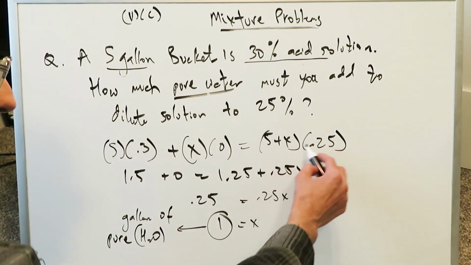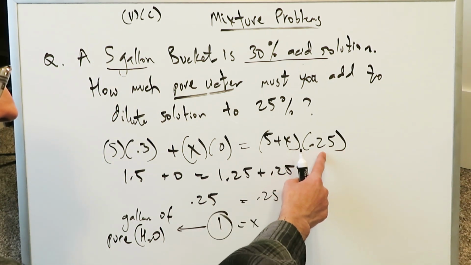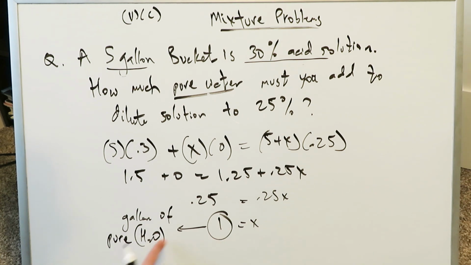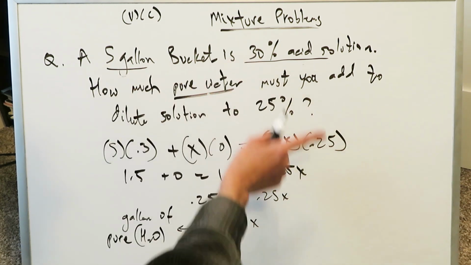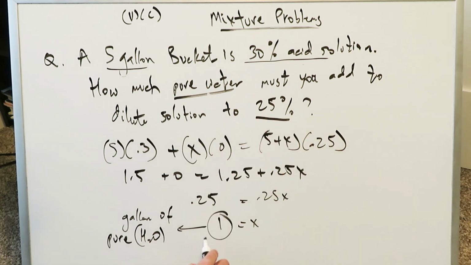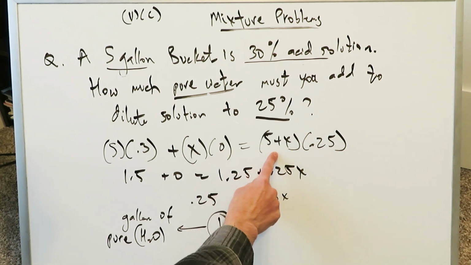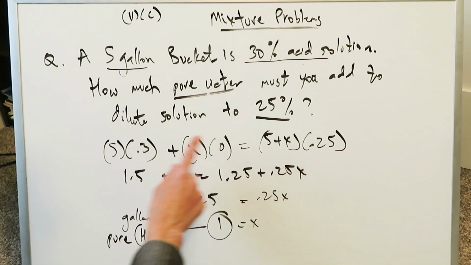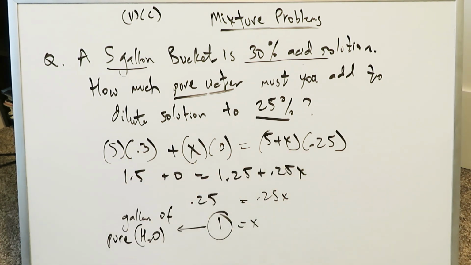Your resulting solution will be 6 gallons, but it will become diluted by means of that 1 gallon of pure water. It will dilute from 30% to 25%. So this right here is your answer: 1 gallon of pure water must be added to dilute the 30% to 25%. Again, you'll have a resulting volume of 6 gallons; you started with 5, but you'll have 6 at the end. And that's it for this particular video.